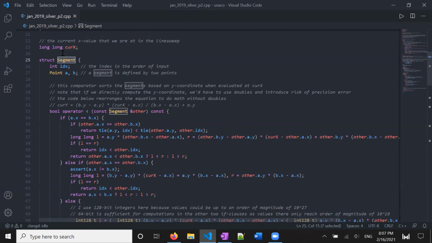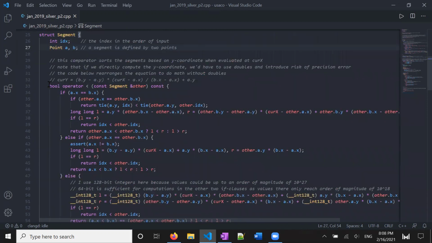Now onto the actual segment struct or segment class. This is going to define a line segment, which is between 2 points A and B. I also keep track of the index of these segments because I need to print the index at the very end for the answer. Now I have here, this is the comparator. So in C++, in order to define a comparator between structs, you simply need to define what it means for one thing to be less than another. In this case, I'm defining what it means for one segment to be less than the other segment. And by less, I mean below in the set.